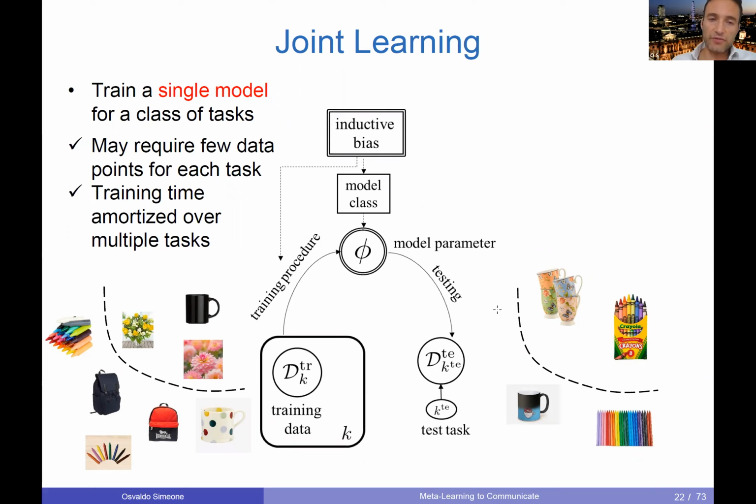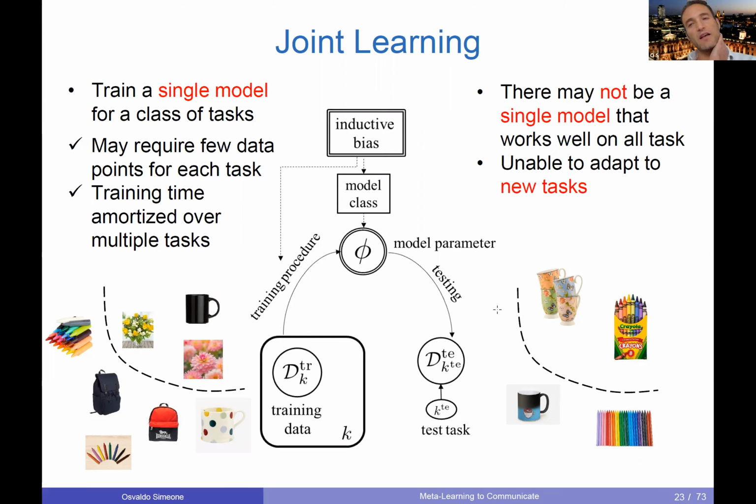But, if one thinks a little bit more deeply about this problem, in fact, joint learning has two clear shortcomings. One is that there may not be a single model, for instance a single decoder, that works well no matter what the channel realization is. And the second is that there is nothing in this procedure that enables the model we learn to adapt well to a new task that we have never observed. Right? There is nothing here that enables adaptation on a new task.